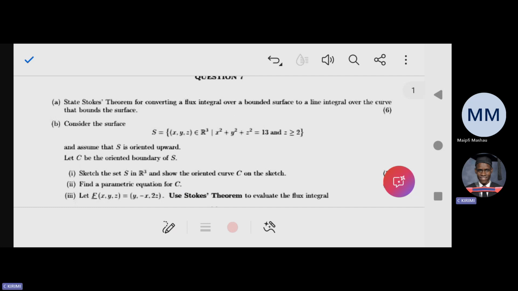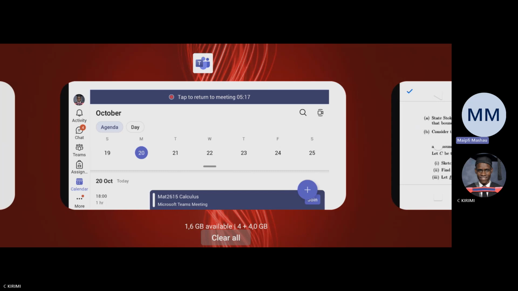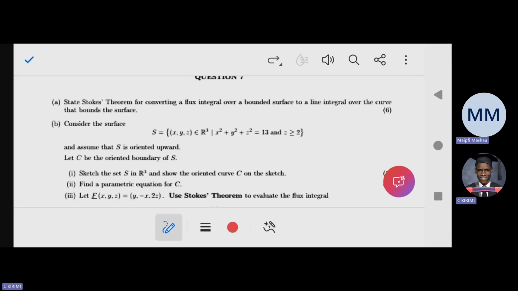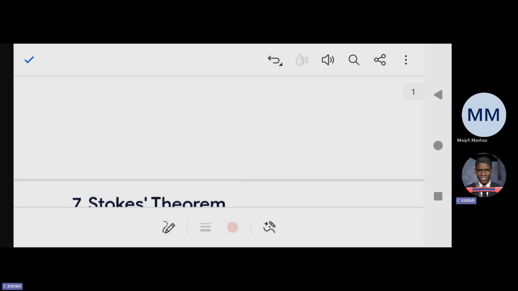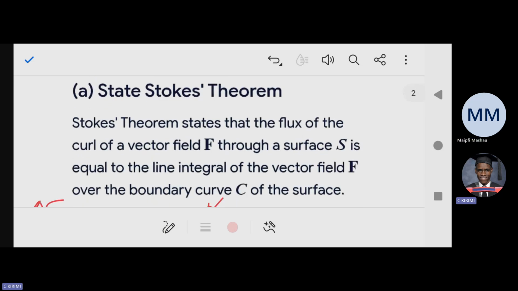Will it be a challenge? No. Remembering, can you see how many marks here? 6, yeah. And you know it's going to come. So you can't miss these ones. You must sit down and polish up on the Stokes theorem.